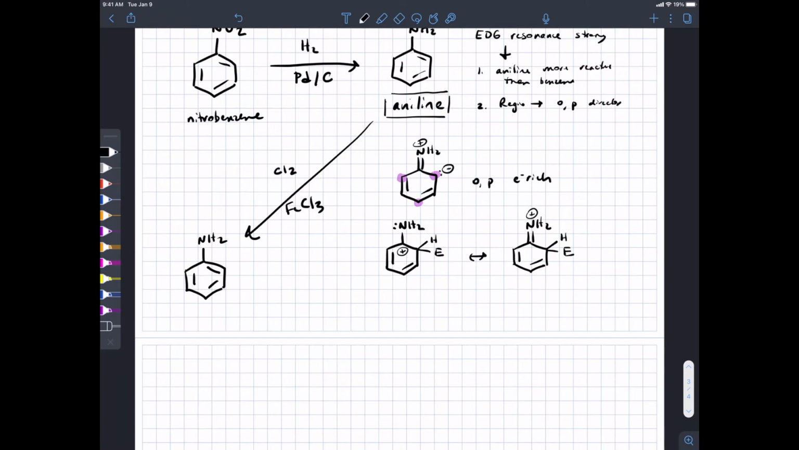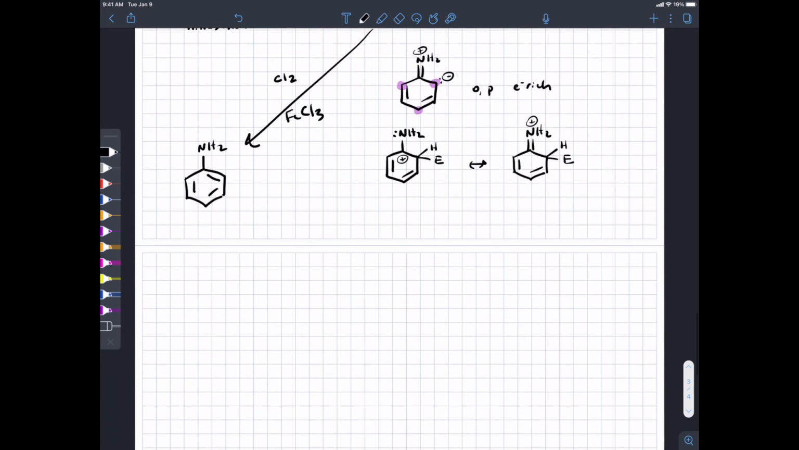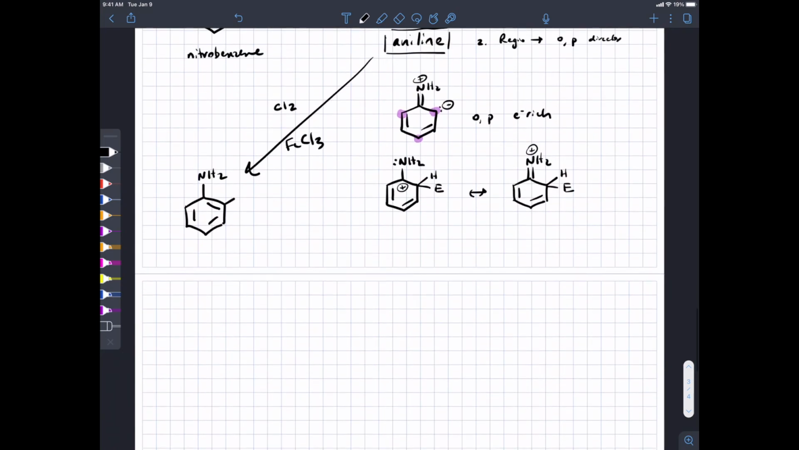Ortho? Okay. How about para too? Yeah. And we're not going to worry about the selectivity between ortho and para. They come together, and that's all. We'll draw both of them as products. So yes, we're going to install chloro here, and we'll also get the para regioisomer. Okay.